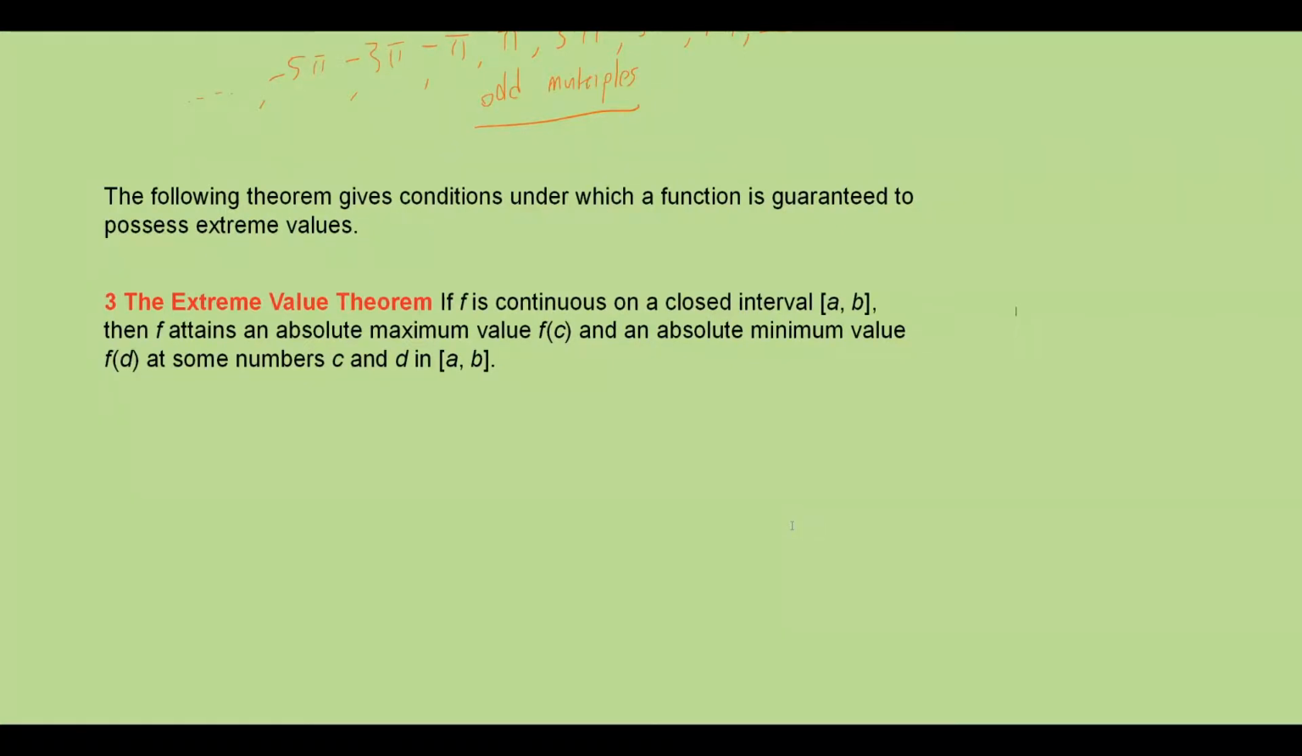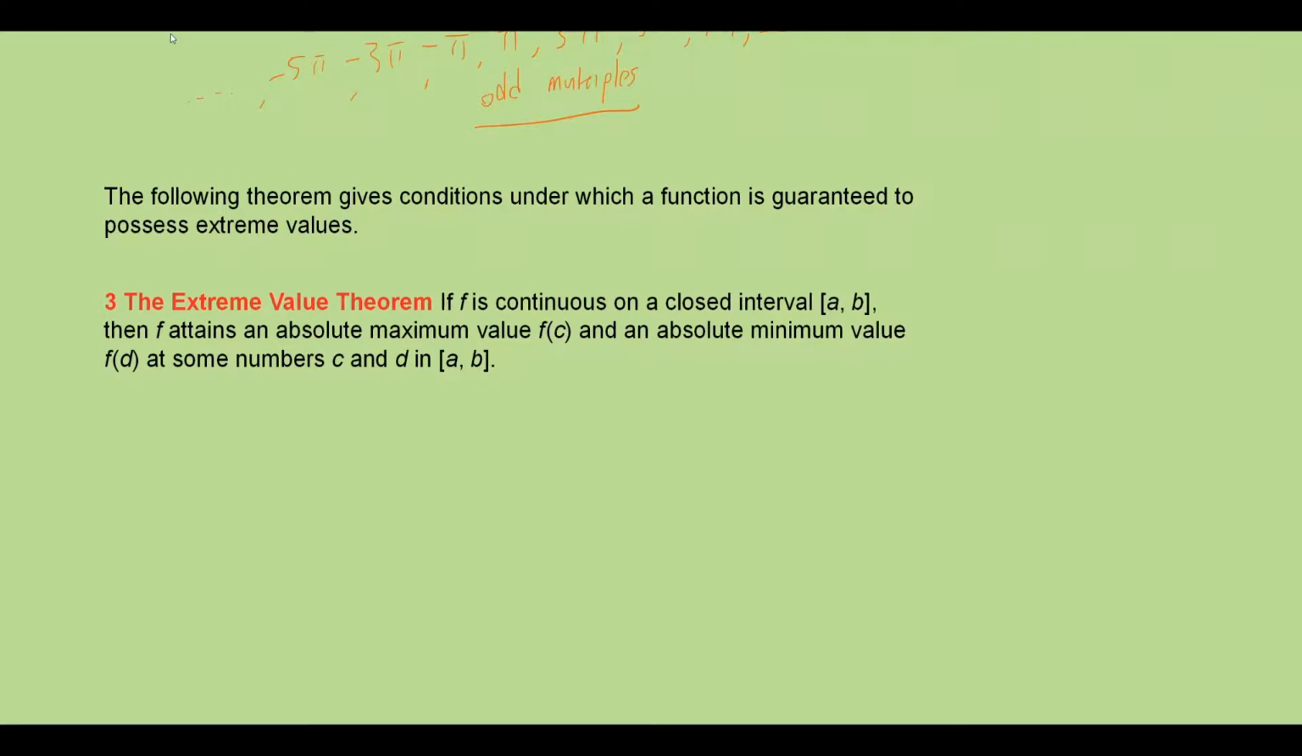All right, now we have our third, not a definition, but a theorem. It's called the extreme value theorem. Before talking about this theorem, what it is going to give us is the conditions so that we can guarantee to have extreme values: local extreme, absolute extreme, and absolute maximum and absolute minimum. All right, so let's take a look at the theorem.